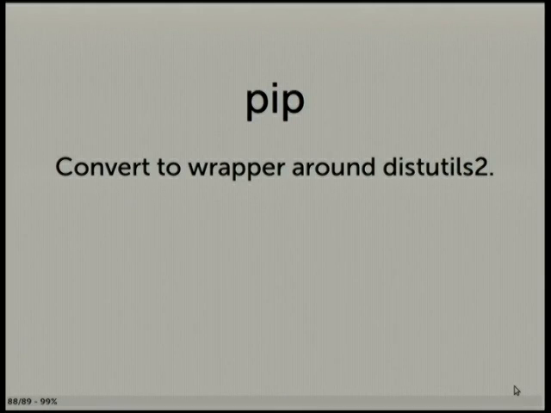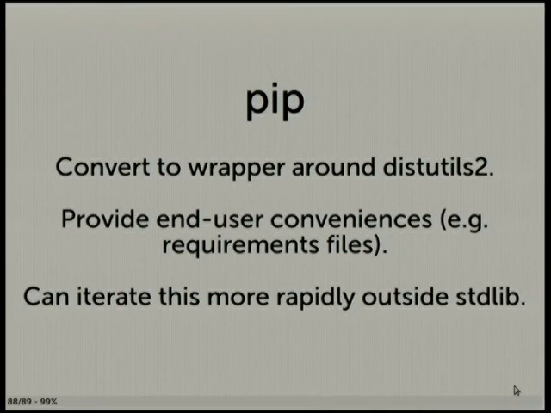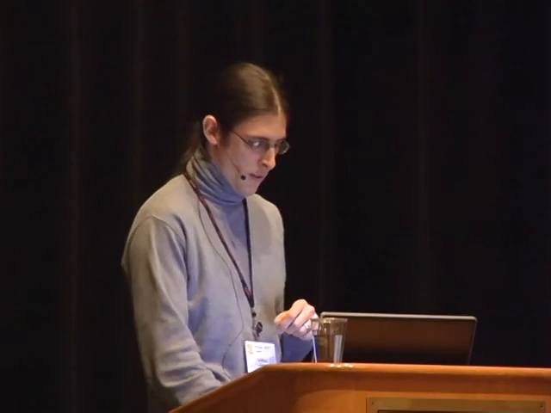probably the future for pip is to convert it to a wrapper around distutils 2, which will be going into the standard library and will be hopefully a much better solution for packaging than anything we have now. And so pip will just continue to provide some additional end-user conveniences that won't go into the standard library, like requirements files and the VCS backends and other things like that. Then we can keep iterating on those end-user facing features outside the standard library, and have the core packaging stuff in the standard library. At least that's my idea for the future. So I think that's the direction that we're headed. It'll take a while. We're going to need to be supporting Setuptools packages for a long time to come, I think.